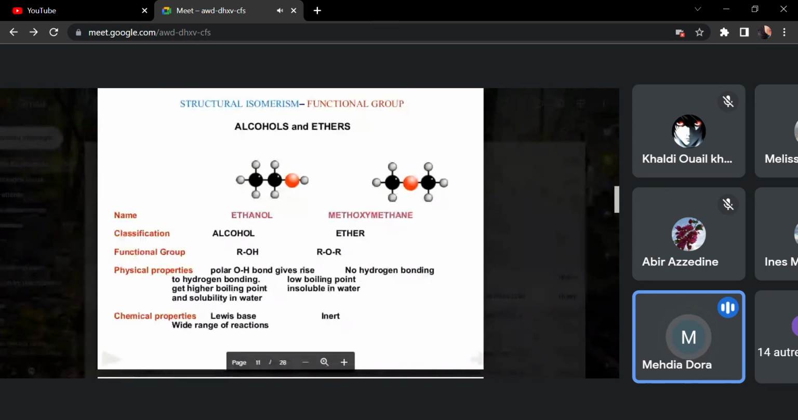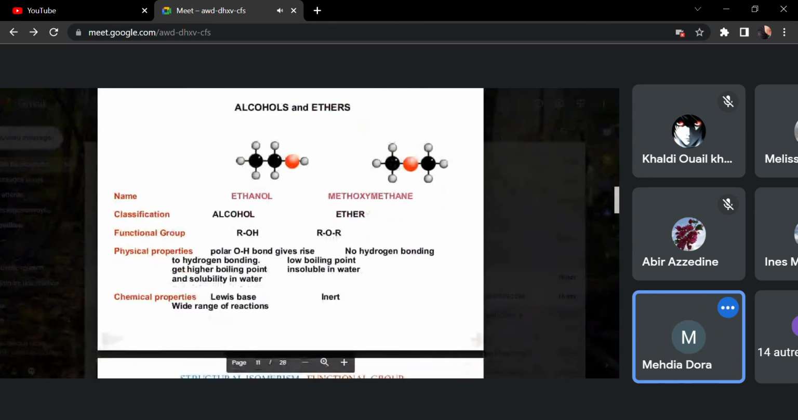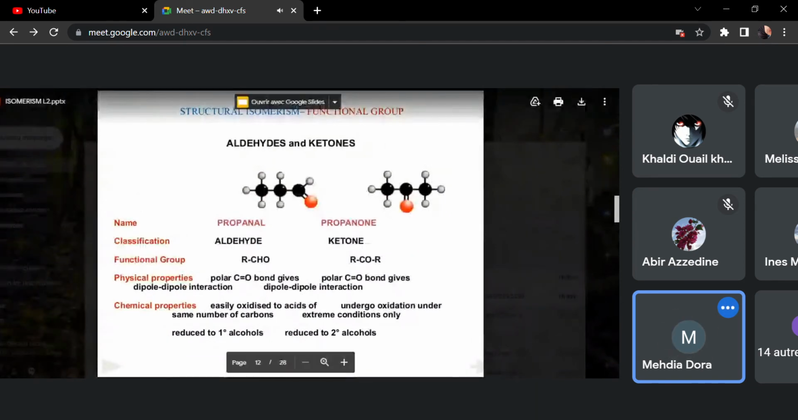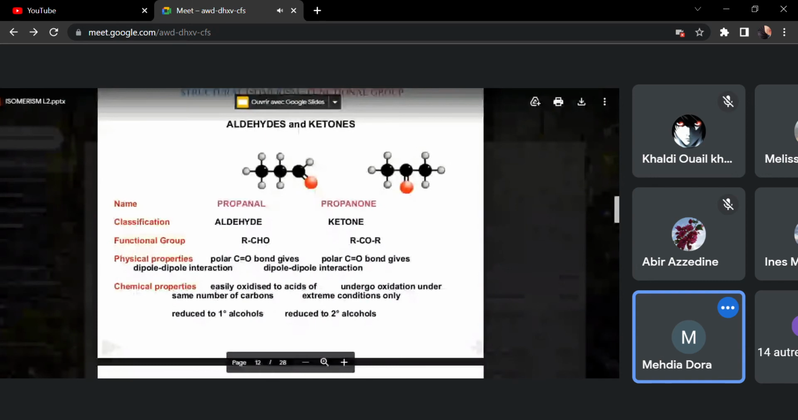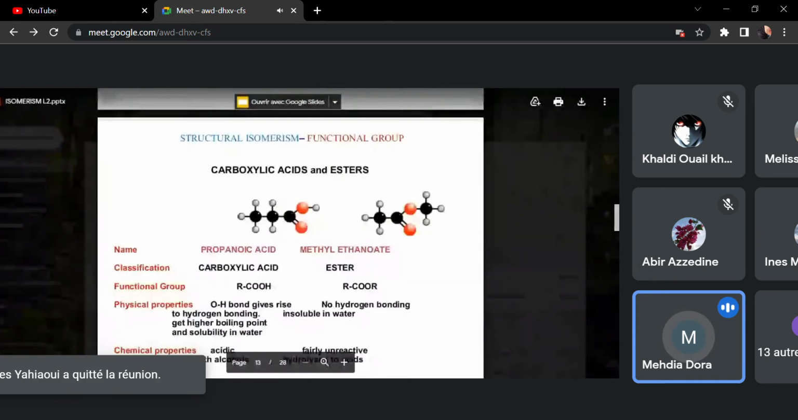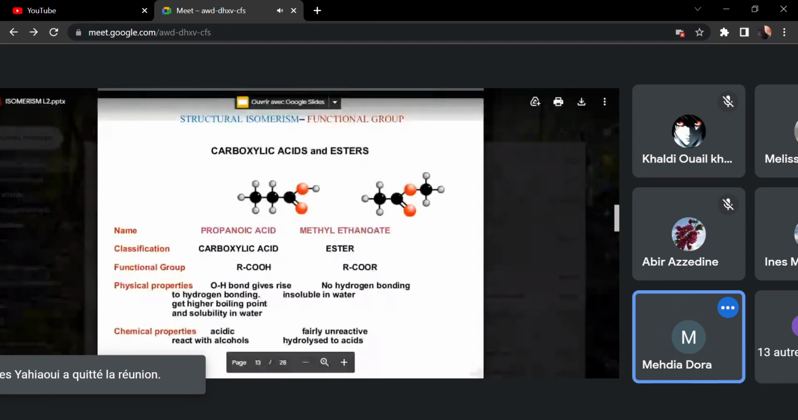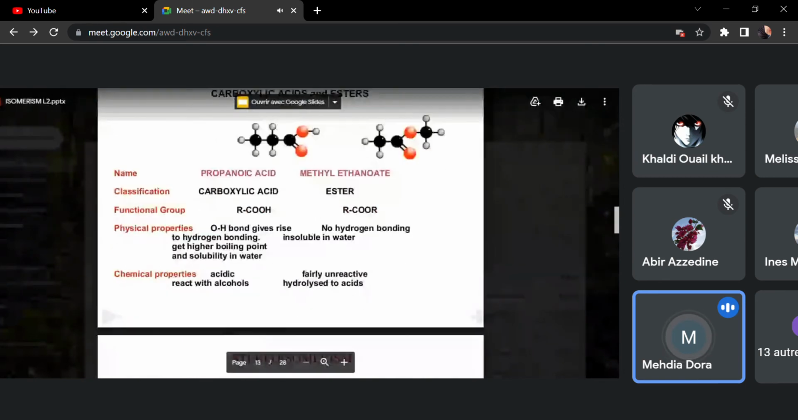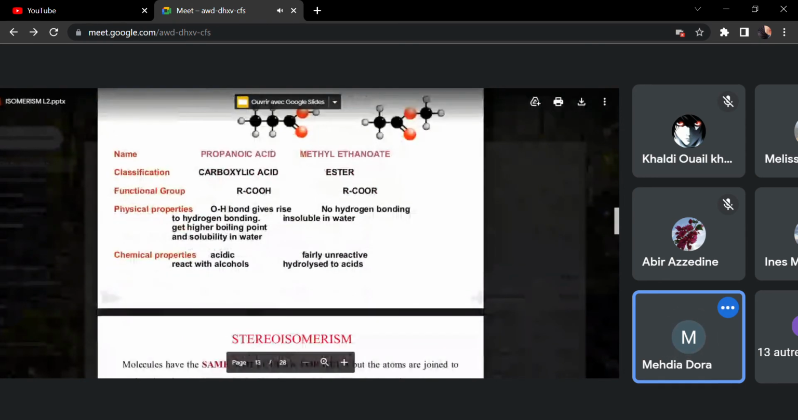The next example, please. 12. Next one, please. Yes, the same example of aldehydes and ketones. The same one, the same example. Next example, please. Always in a functional group. The same examples about carboxylic acids and esters. Yes, the next one, the fourth one.